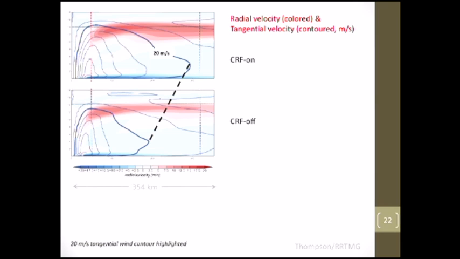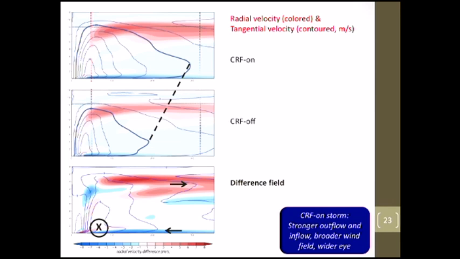CRF-off doesn't mean I turned off radiation. It means I just turned off the participation of hydrometeors with radiation. It still has the clear sky long wave and short wave components. Now I'm going to subtract these two. Okay? So you can see that there's a difference in the tangential wind field, but there's also a big difference in the radial flow as well. Stronger radial flow in the CRF-on case, stronger outflow in the upper troposphere, stronger flow into the page.